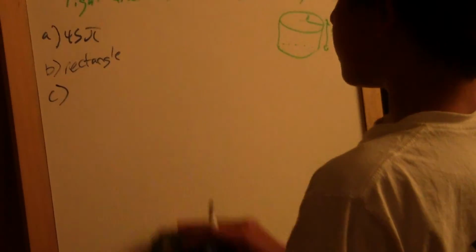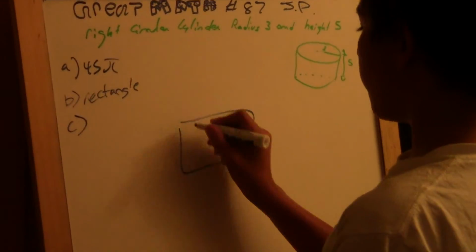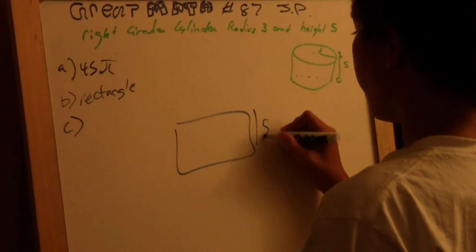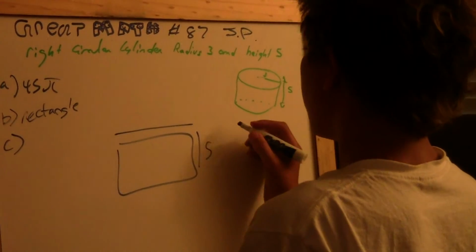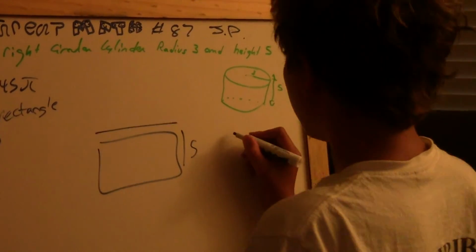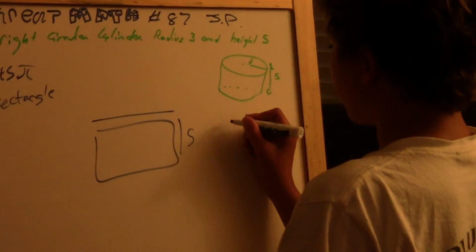Like I said, we know that rectangle's height is always 5, but we need to know the length here. The length, like I said earlier, is the circumference. We just need to find the area of that, and then we're good.